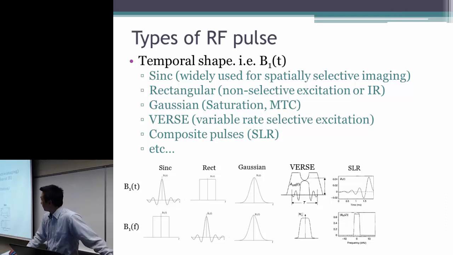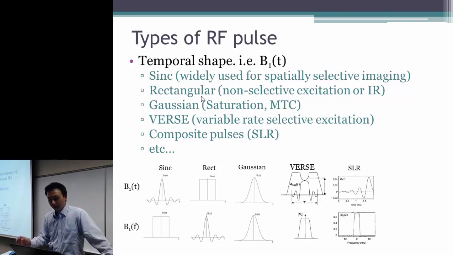So for the rectangular RF pulse, its frequency response profile is the sinc function. So usually we use the rectangular pulse as a non-selective excitation, or for inversion recovery, because it can give you a very fast, very short RF duration, and it can give you a very wide bandwidth. And the Gaussian pulse is usually used for saturation.